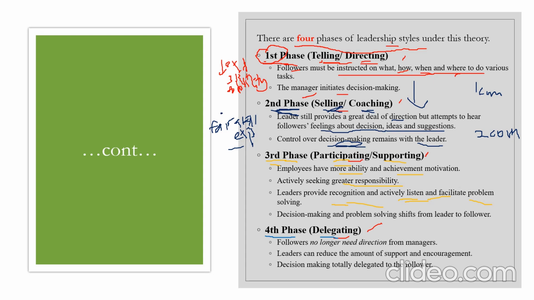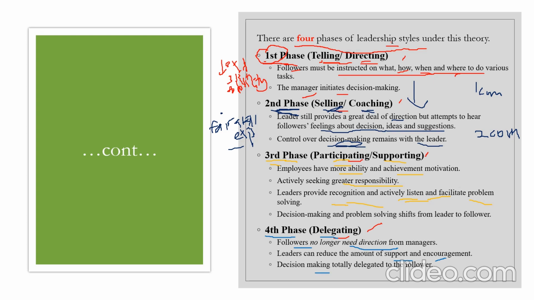So at this stage, followers no longer need direction from the manager. So followers ni employees. Employees ni tak perlukan lagi arahan daripada manager. Okay, delegating ni maksudnya menyerahkan tugas. Leaders can reduce the amount of support and encouragement. So the leaders do not have to support the employees anymore, or maybe just give very little support, and no need to encourage or motivate them anymore because these employees are highly motivated and they can actually support themselves, okay? And they are self-directed. Self-directed here means they can direct themselves. Okay, they are self-motivated.